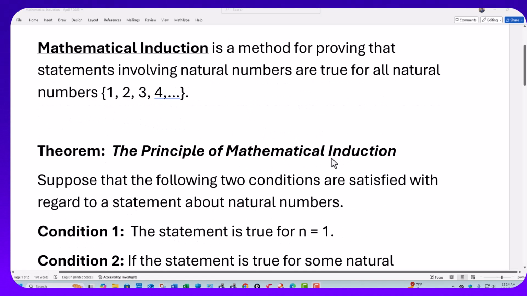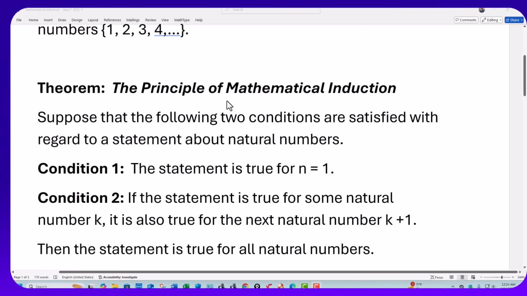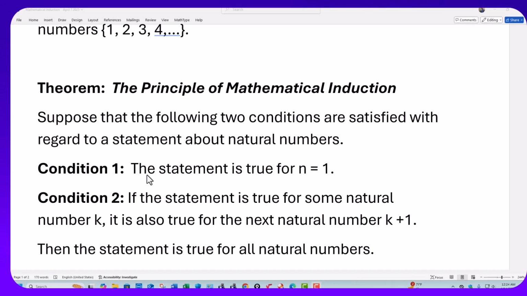So let's look at the theorem. The principle of mathematical induction supposes that the following two conditions are satisfied with regard to a statement about natural numbers. So here are the conditions. Condition 1, the statement is true for n equal 1. And you can test that right away. You test it for n equal 1, see if it works. Okay, that satisfies the first condition.